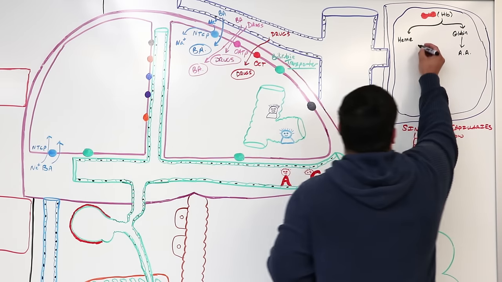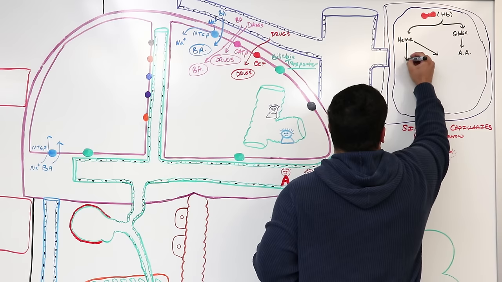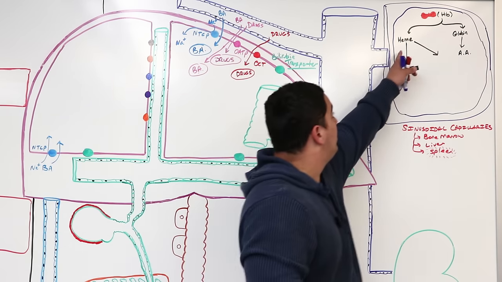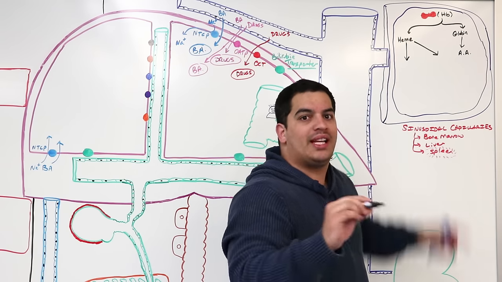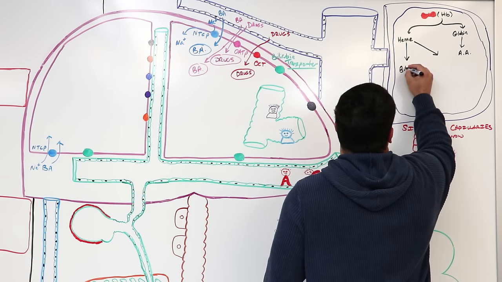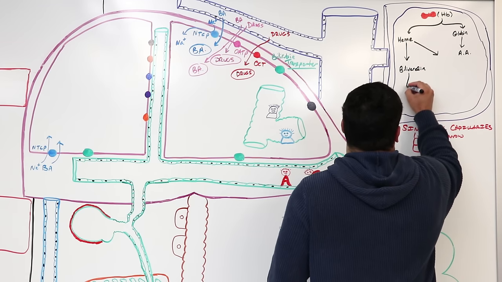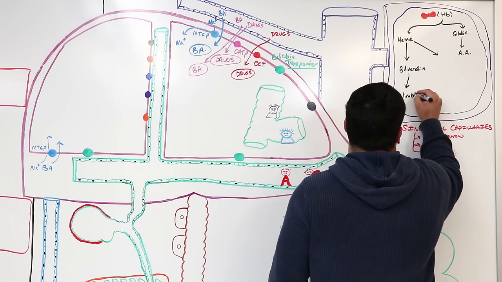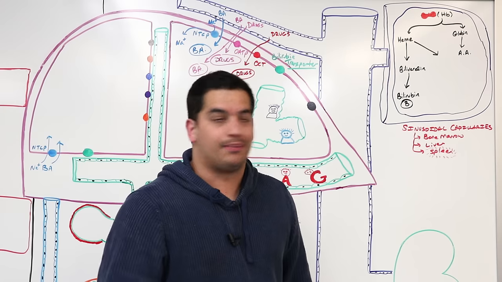Now, the heme is the one that we care about. It gets broken down into two components. The first component is called biliverdin. So the heme, it actually is made up of a nice pigment called protoporphyrin, but it gets broken down into what's called biliverdin. And then biliverdin is converted into what's called bilirubin. And I'm gonna represent that here with a B. Okay, we're gonna use it as a B here.